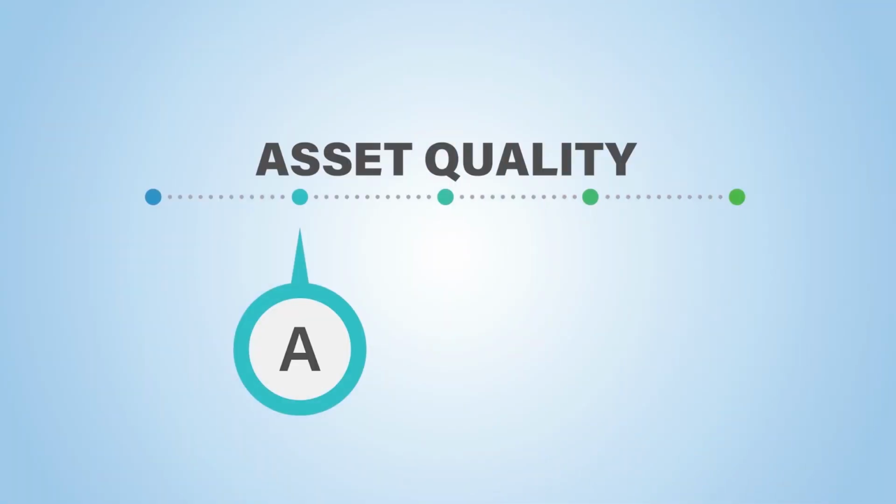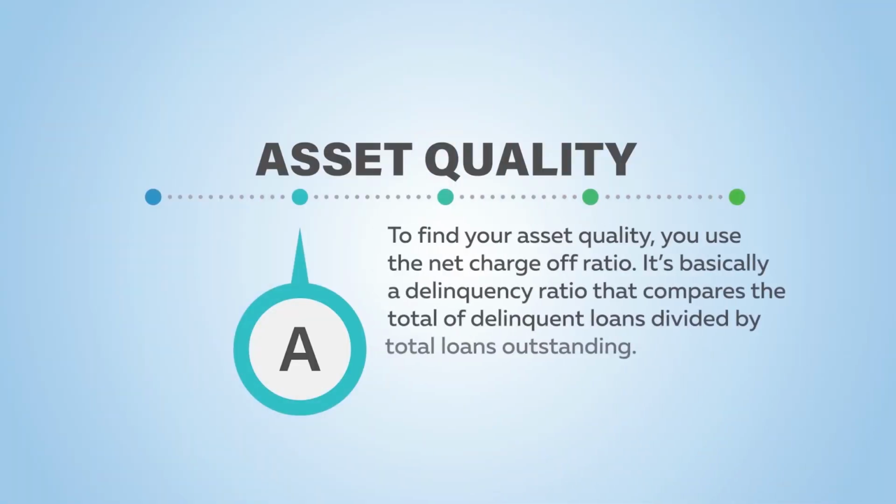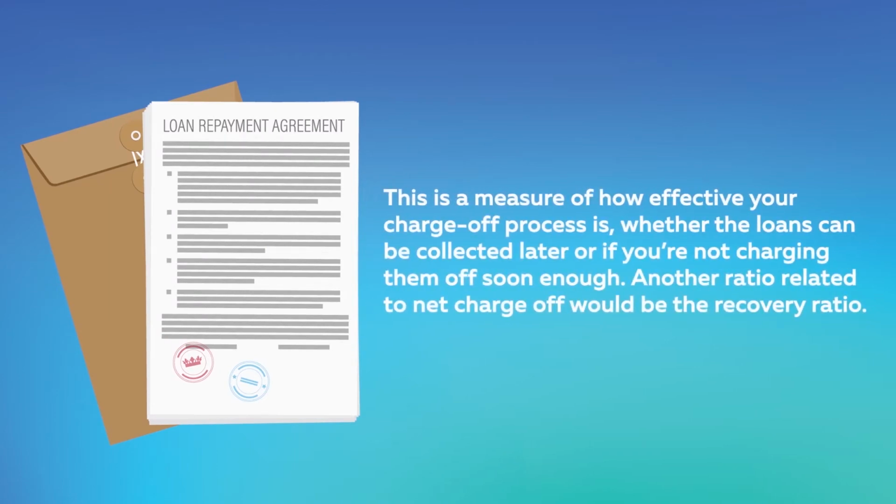A stands for asset quality. To find your asset quality, you use the net charge-off ratio. It's basically a delinquency ratio that compares the total of delinquent loans divided by total loans outstanding. It's kind of a measure of how effective your charge-off process is, whether the loans can be collected later or if you're not charging them off soon enough.